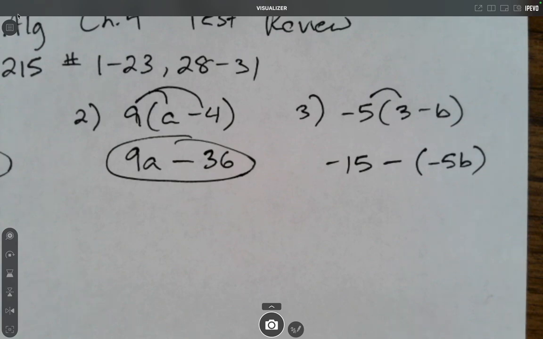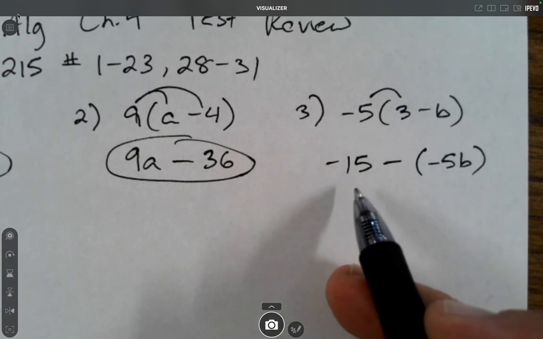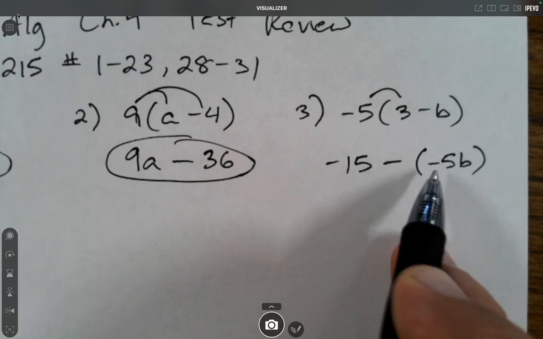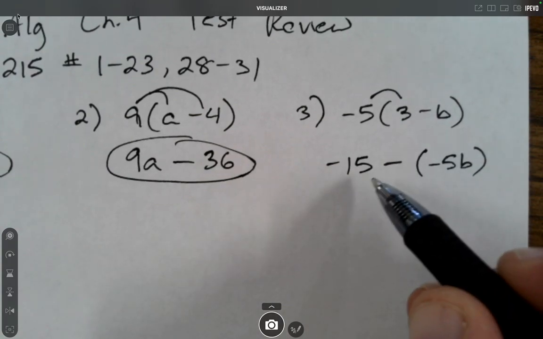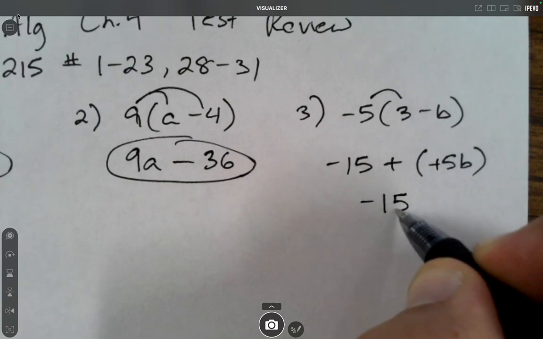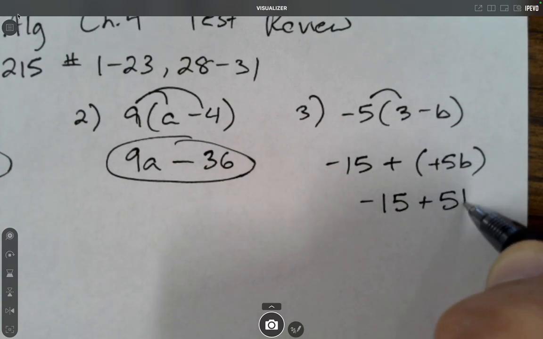Now, I don't plan to count off if you do leave the answer this way, but it's best to not leave two negatives in a row like that, minus a negative. It's best to go ahead and remember that minus a negative changes to plus a positive, and write your final answer as negative 15 plus 5b.